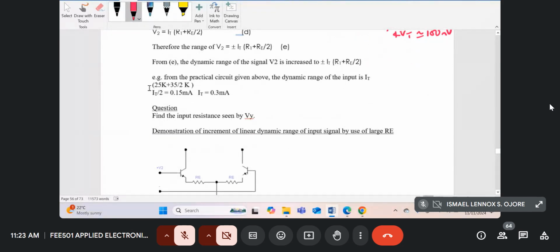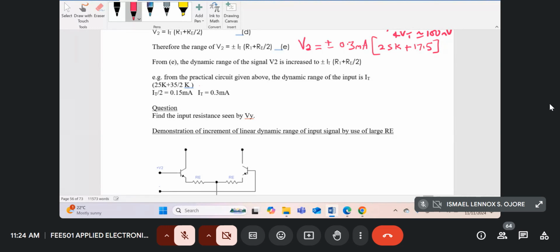So I've done the problem over here. R1 is 25K. RE is 35K, so RE by 2. If you use this equation over here, you get V2 equal to plus minus IT. IT is 0.3 milliamps into R1, R1 is 25K, plus 35K divided by 2, that is 17.5.